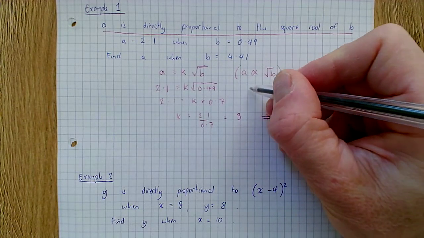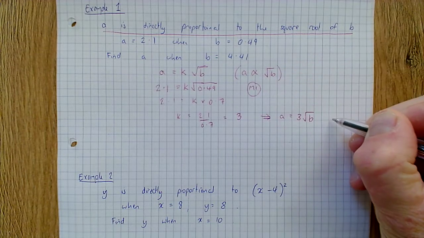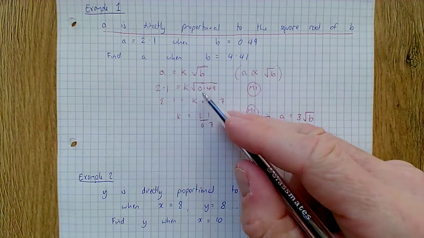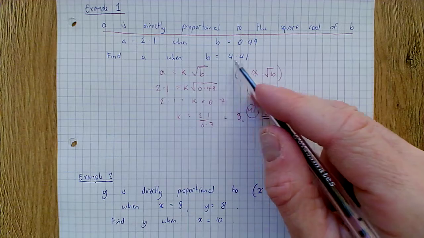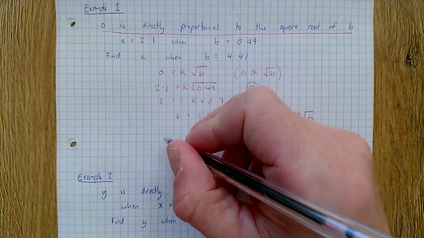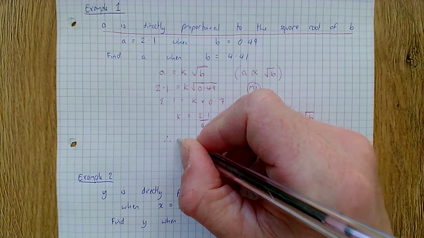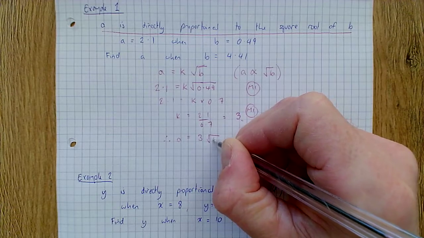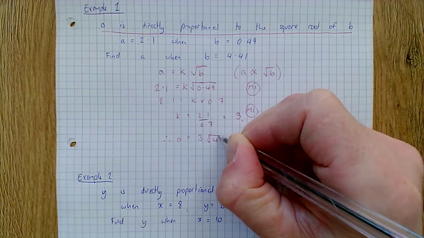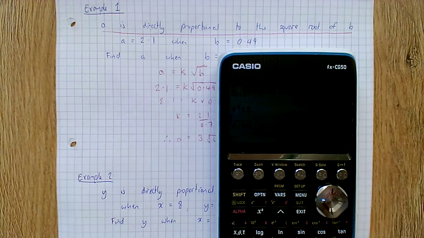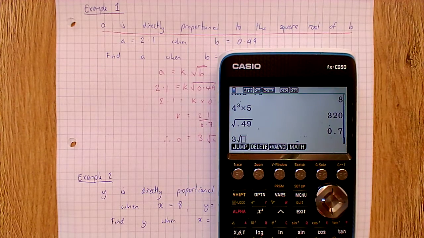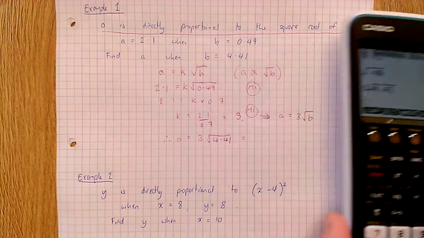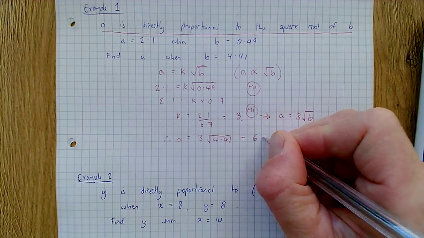You'd probably get 1 mark for getting the K value, and now we need to get the final answer mark by working out what A is when B equals 4.41. So A equals 3 times the square root of 4.41, and then you just put that into your calculator. 3 root 4.41 gives the answer as a fraction, but I'll write the answer as a decimal, 6.3.